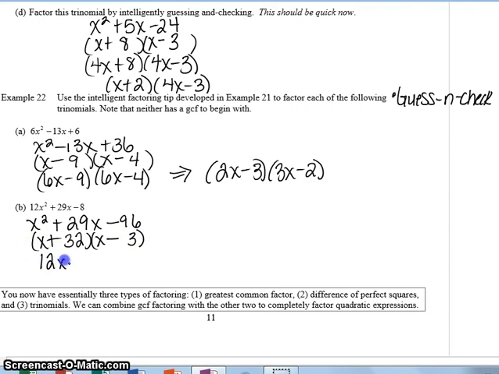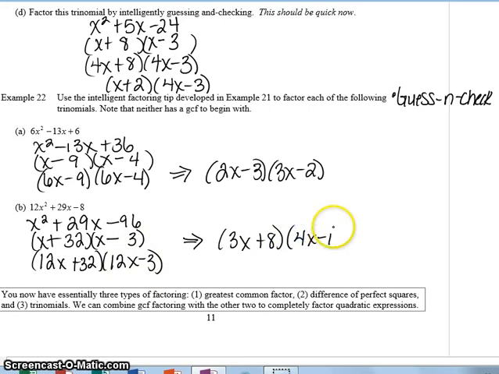Slip the 12 back in front of each binomial. And then you're going to reduce each binomial. So this first binomial, I could divide them both by 4, and I'm going to get 3x plus 8. The second binomial, you can divide them both by 3, and you're going to get 4x minus 1.